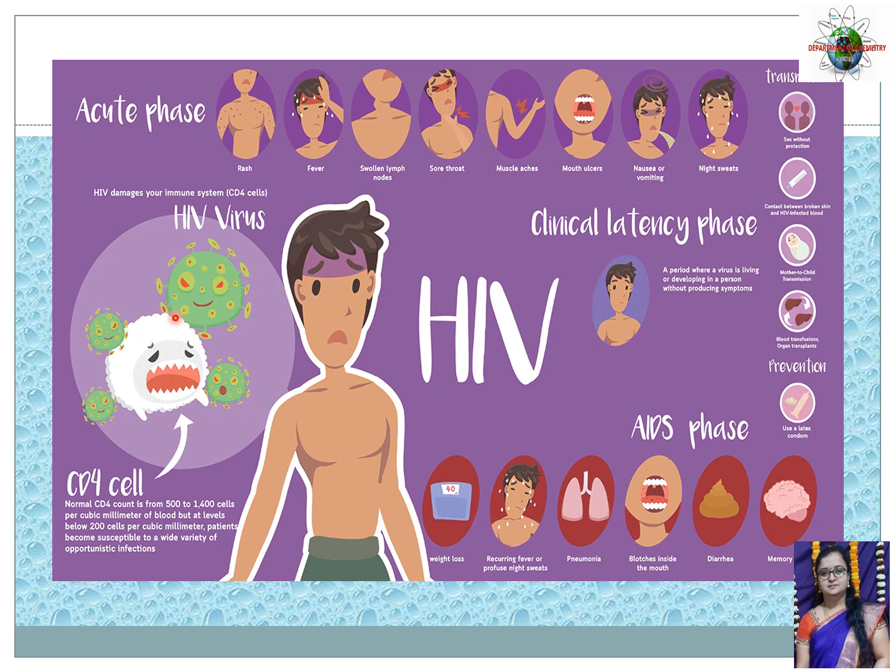Here this is the virus that is infected and this is a CD4 cell. HIV virus infects this CD4 cell. Normally the CD4 count is from 500 to 1400 cells per cubic millimeter of the blood. At levels below 200 cells per cubic millimeter, patients become susceptible to a wide variety of opportunistic infections.